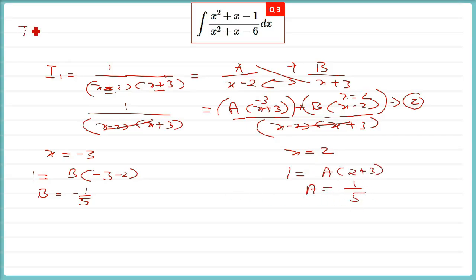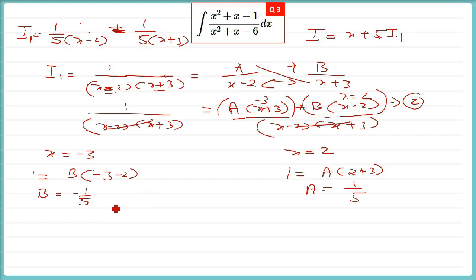So if you see here, it was initially a divided by x minus 2 plus b divided by x plus 3. A and b we have found out, so it will be 1 by 5 into x minus 2, the first term, and then we have negative, so let's change this sign, negative 1 by 5 divided by x plus 3. This was your I1 if you remember. When you want to integrate this, I will be equal to x plus 5 I1. We'll put it here. Let's integrate I1 first.